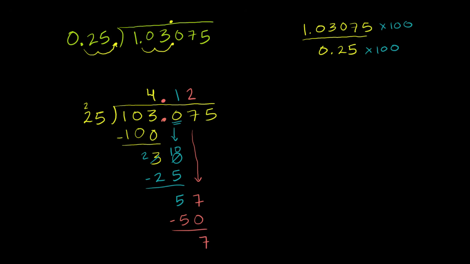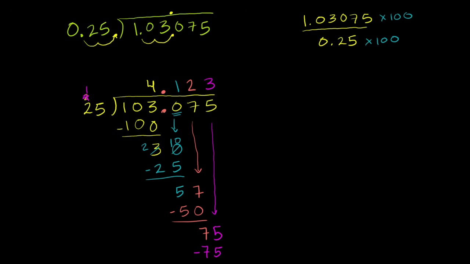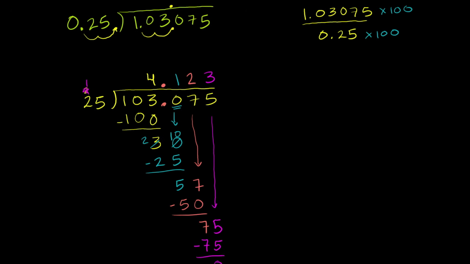And now we're almost done. We can bring down this 5. 25 goes into 75 3 times. 3 times 25 is 75. We say 3 times 5 is 15. Regroup the 1. That was from before. 3 times 2 is 6, plus 1 is 7. So you can see that. And then we subtract. And then we have no remainder.